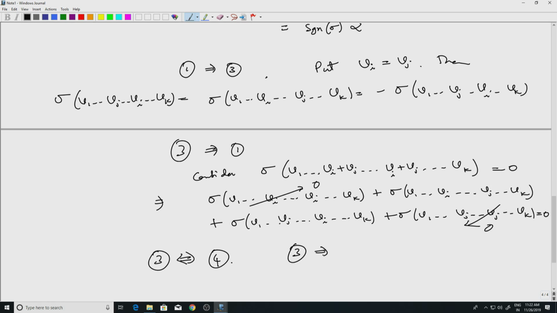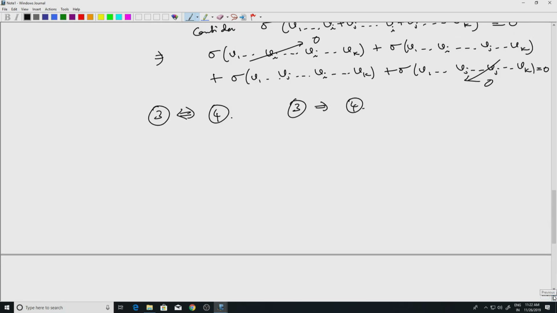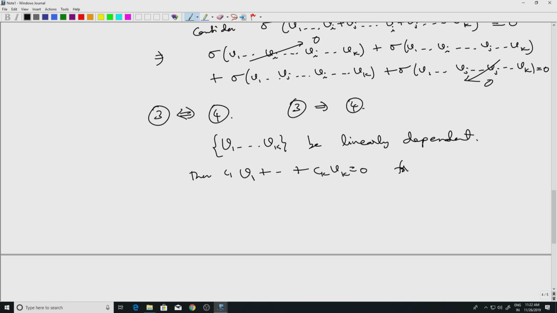For instance, if 3 implies 4, one can do the following. If I know that any two input variables are the same the value is 0, and I start with a set that is linearly dependent. Then by definition I have c1 V1 plus up to ck Vk equal to 0, where the Ci are all real numbers, and not all of these are 0. That's the part of being linearly dependent.